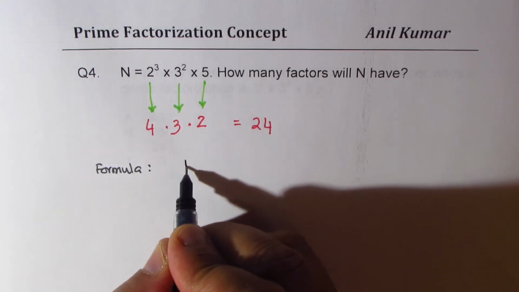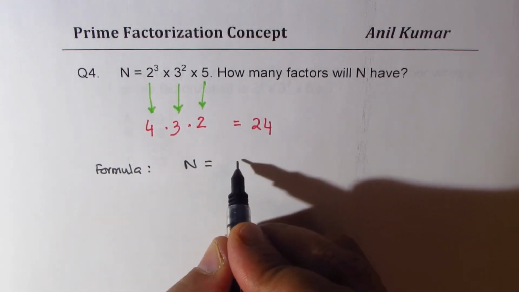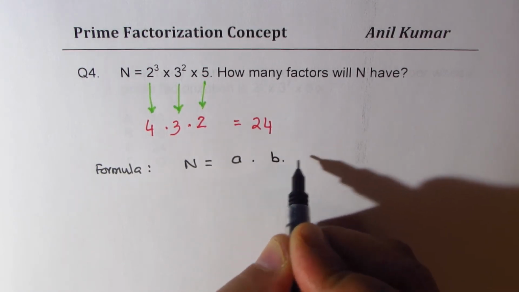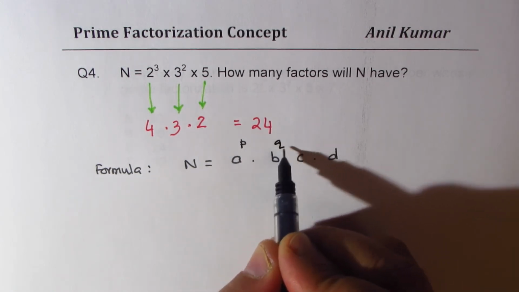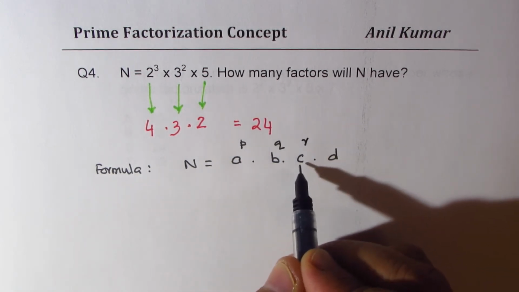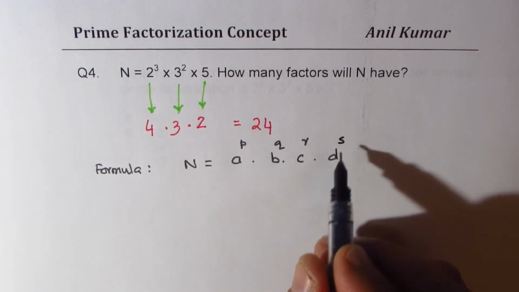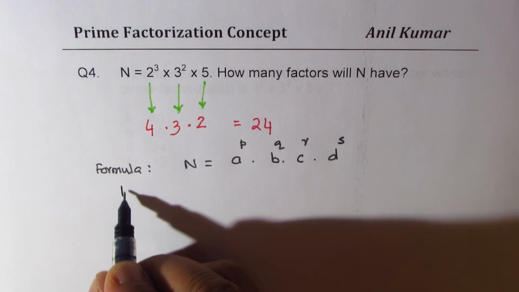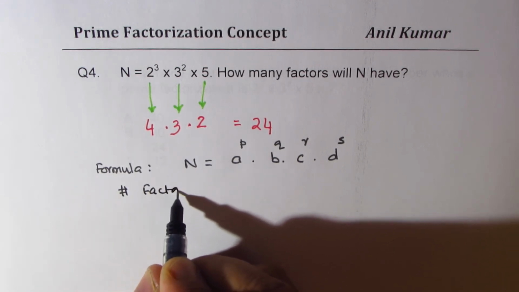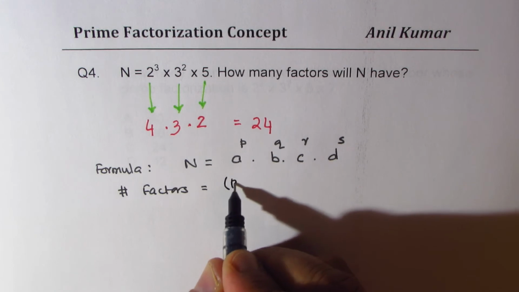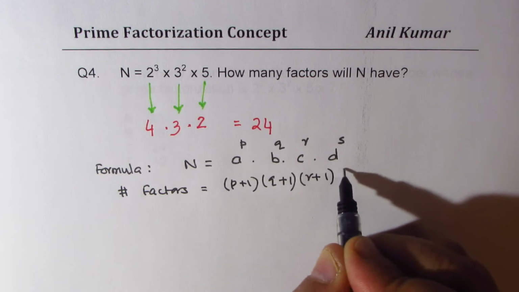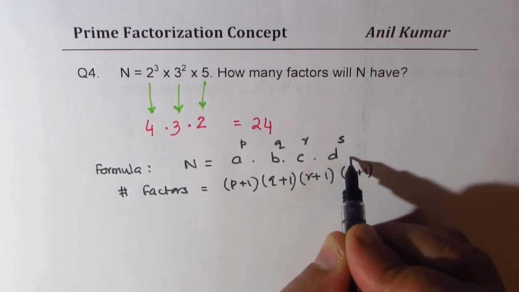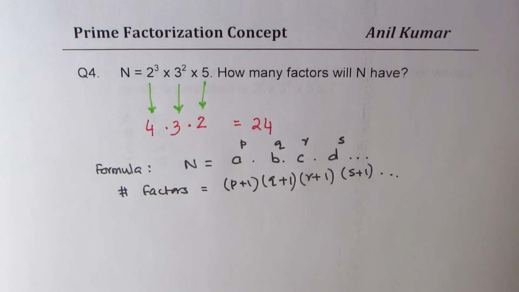Formula is like this. For any number n, if we have, let's say these are the prime numbers a, b, c and d, right? And let's say there are p a's, q b's, r c's and s d's. In that case, our answer is that the number of factors will be: add 1 to each exponent and multiply. Do you understand? So add one to each exponent and then multiply. If the series is extended, you extend it. So that is the kind of formula which you can work with.